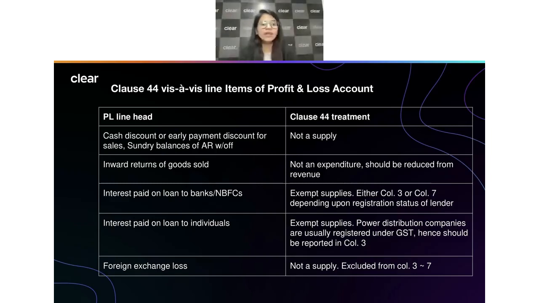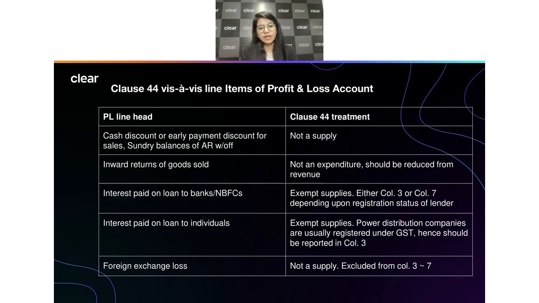right? Similarly, when it comes to interest to banks and NBFCs, if it's an exempt supply, then we have to show it over here, depending on whether the lender was registered or not registered, right? Similarly, if you have interest paid on loans to individuals, then again it's an exempt supply, and you have to report that information as a part of total expenditure as well as in the breakdown, depending on whether the supplier was registered or not. If it's registered, then maybe in 3, 4, 5 you have to show. Otherwise, you have to show in 7.